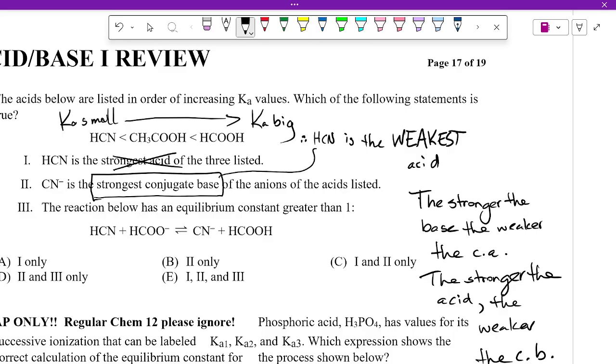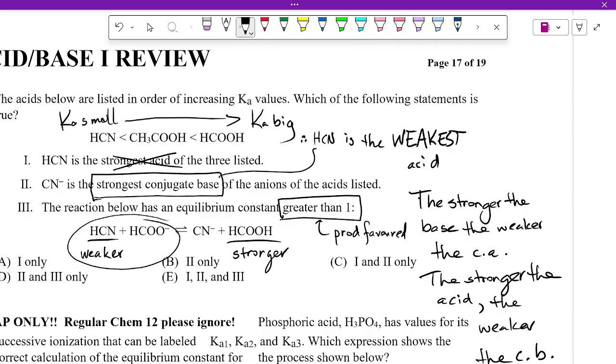And then finally, the reaction below has an equilibrium constant greater than 1. What does that tell us? If it's greater than 1, who is favored? Products favored. And in this case, our two acids are here and here. HCN is the weaker, and HCOOH is the stronger. So who's favored? Reactants are favored. So is it true that the equilibrium constant is greater than 1? No, because that would mean the products were favored.